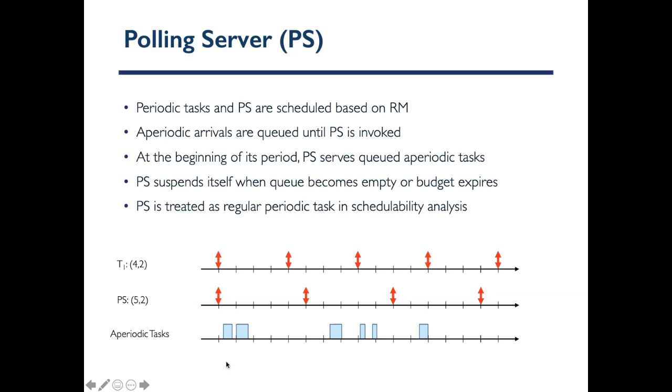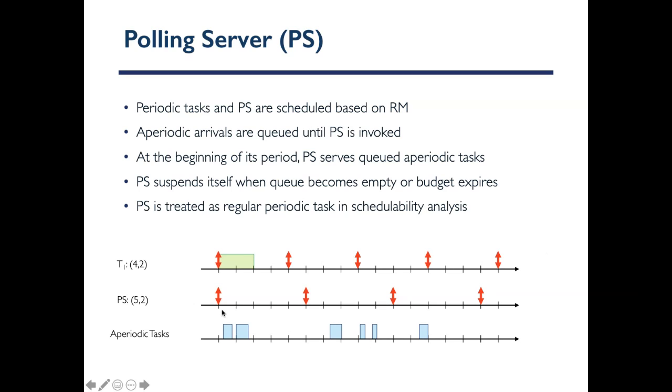Now, let's say that these are my arrivals for aperiodic tasks. So each one of them would come at a certain time. Each one of them is going to take a certain amount of computation. Now, this is arrivals. So let's see how a polling server executes these guys.